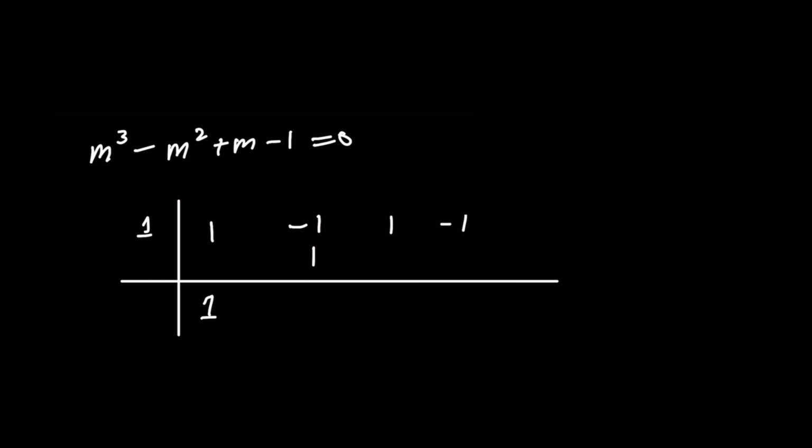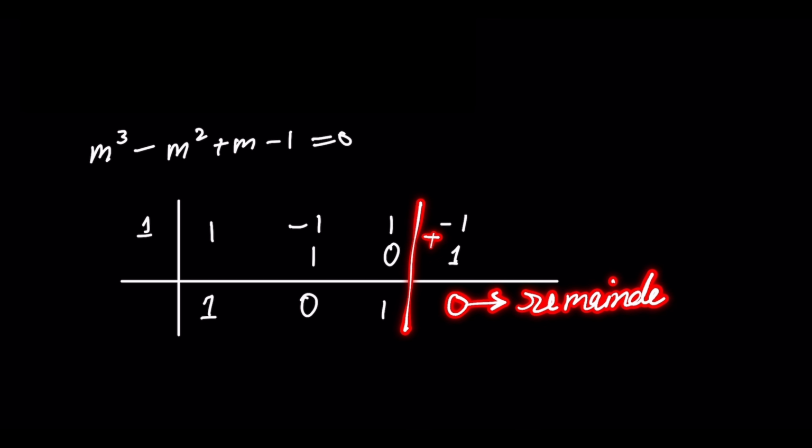Adding these two, it becomes 0. 0 times 1 is 0, so we'll be writing 0 here. 1 plus 0 is 1. 1 times 1 is going to be 1. Adding these, it will be giving us 0. But this 0 is a remainder, whilst these are the coefficients of the quadratic equation.